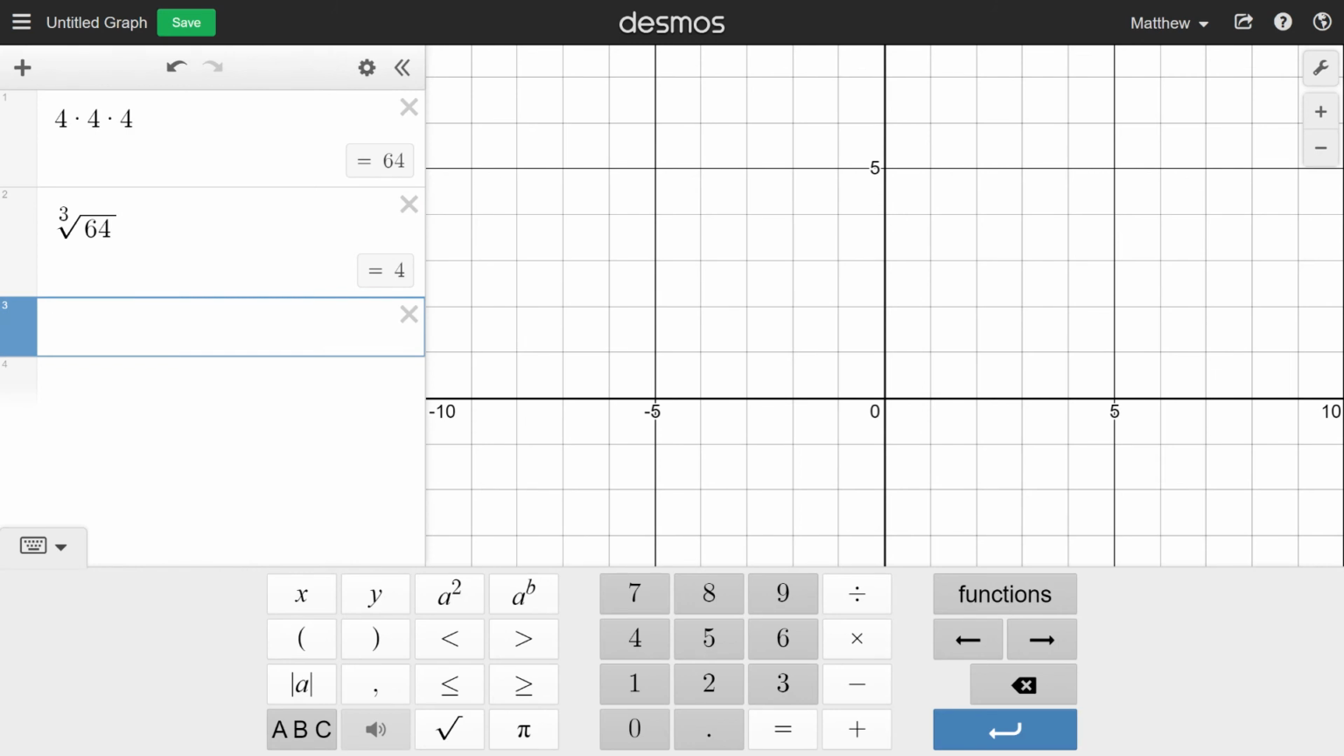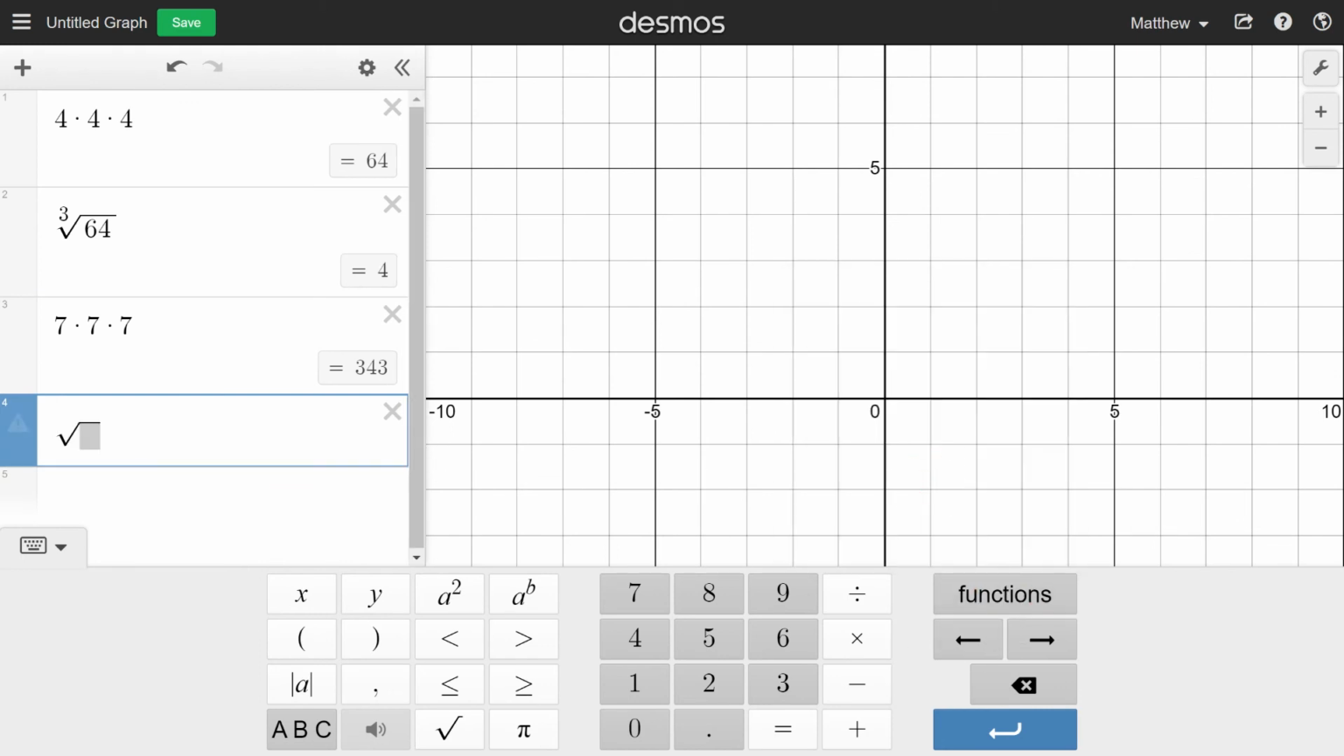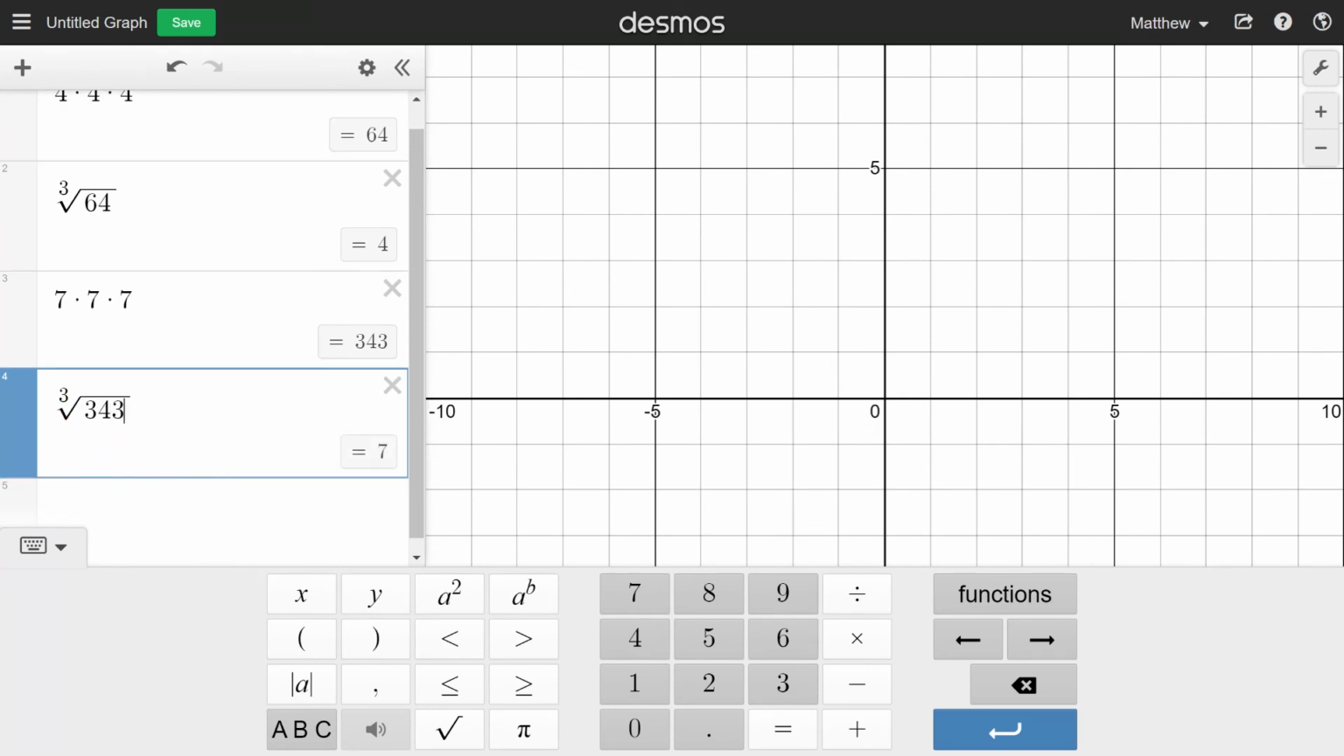Okay, let's do one more example. Let's do 7 times 7 times 7. So that must mean, go to functions again, miscellaneous, and root. The third root, I'm going to type that 3 in, the third root, or the cube root of 343 is equal to 7. Okay, so you're going to be using that calculator option today.